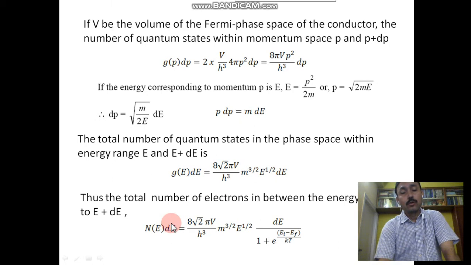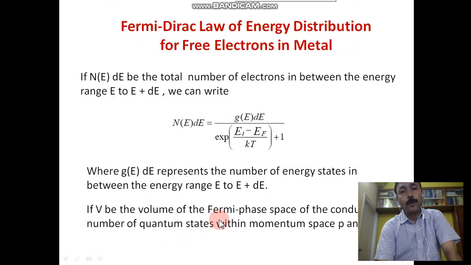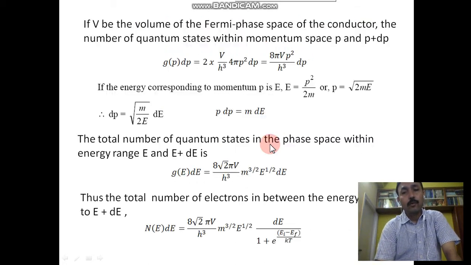N(E)dE means the total number of electrons between the energy levels E and E plus dE. We know that N(E)dE is g(E)dE into F(E), the total number of electrons in this range. Here F(E) is 1 by e to the power (Ei minus Ef) by kT plus 1. So N(E)dE means g(E)dE into F(E), which we have written here.